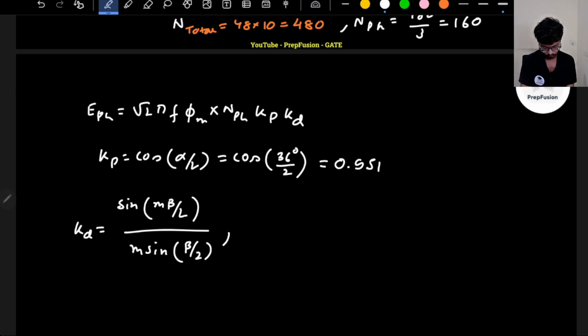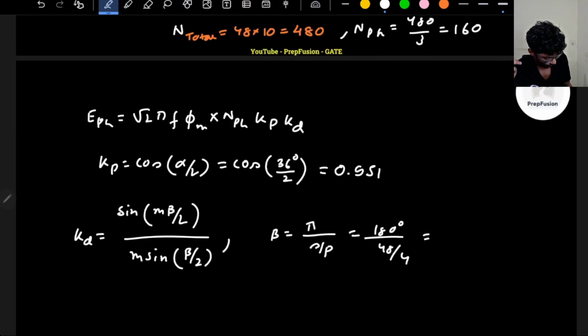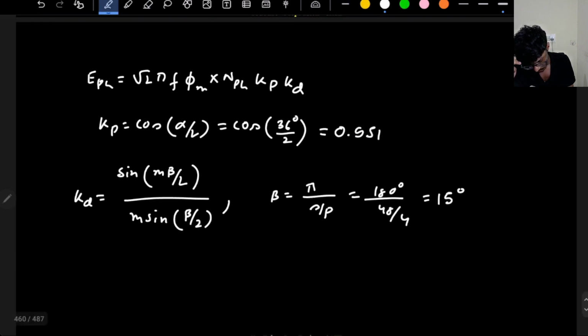Okay, what is my beta? Beta, if you remember, was pi upon slots per pole, right? So these things you have to remember. Beta was basically the slot span. So it was pi upon slots per pole. I can write this in degrees as well, no problem. Total number of slots is 48. Number of poles is 4. So this will be 180 divided by 12. So it is 15 degrees. So beta is 15 degrees.